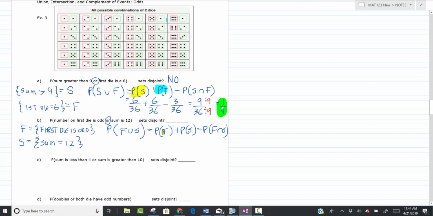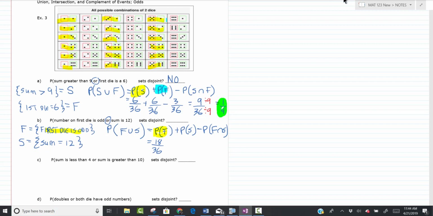Let's start identifying these things then. Let's identify the first die is odd. The first die could either be a 1, a 3, or a 5. That is what that's indicating. So just count that out. That would be 6 plus 6 plus 6, so that would be 18. That's a total of 18. Therefore, that probability would be 18 out of 36.